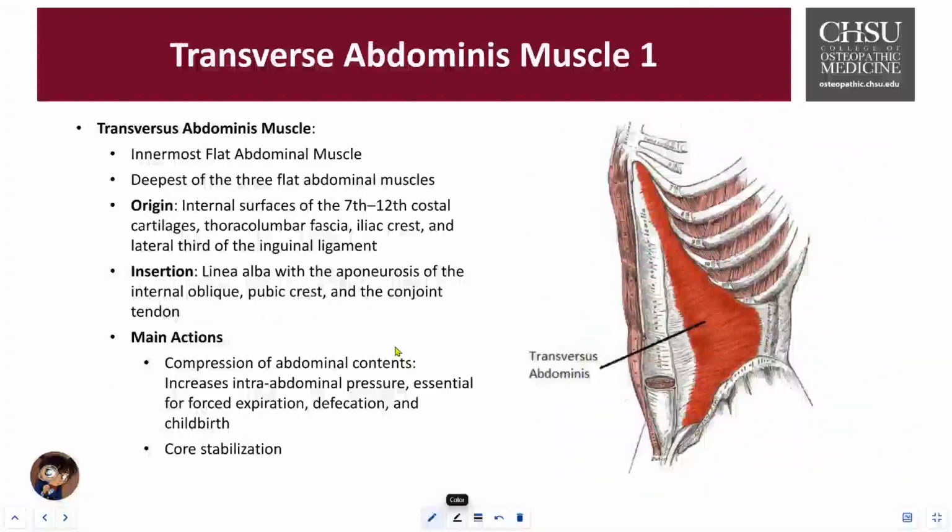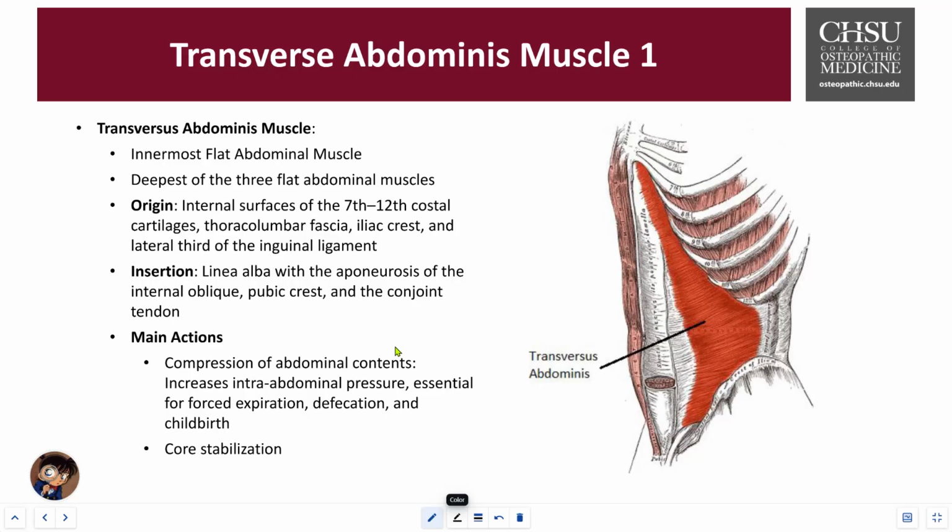Now let's take a look at the transversus abdominis. This is the deepest of the three flat abdominal muscles and plays a crucial role in core stabilization as well as abdominal compression. It originates from the internal surfaces of the 7th to 12th costal cartilages and the thoracolumbar fascia, the iliac crest, and also the lateral third of the inguinal ligament.